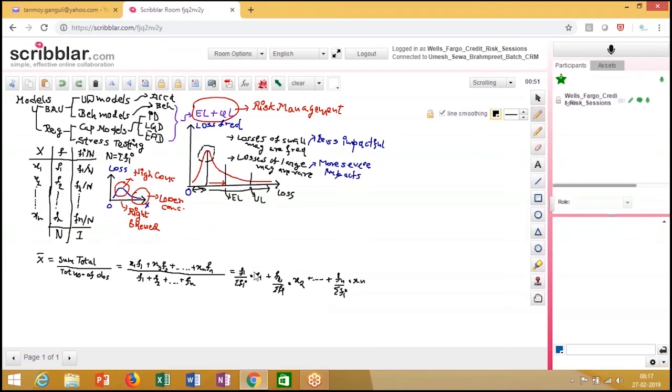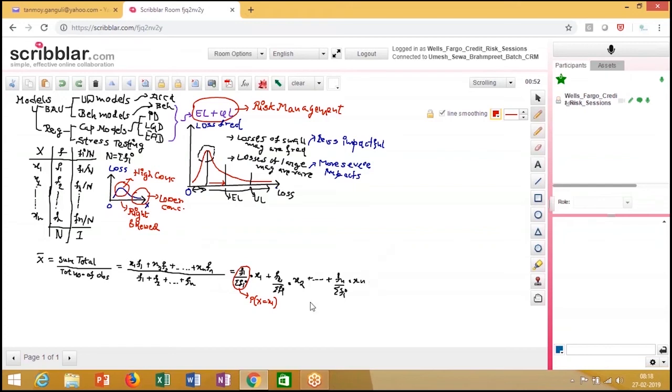This f1 by summation fi is nothing but, if you think about it, f1 is the number of times x1 occurs, so it is the number of cases favorable to the occurrence of x1. And summation fi is your total number of occurrences. Therefore, you can think of this as the observed probability of x taking the value x1. So this is the probability that x equals xi.